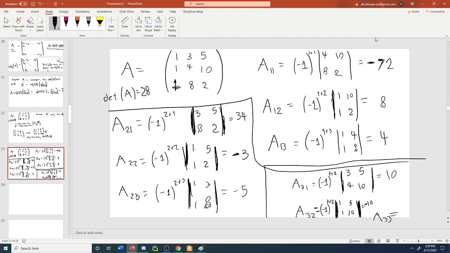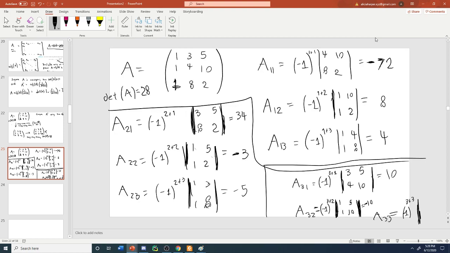And then for A33, I'm getting rid of third row, third column, so I'll have -1 to the 3 plus 3 times 1, 3, 1, 4. And if I evaluate this, I'm going to get 4 minus 3 times +1, and I get 1. Okay, so this was extremely laborious, but I've now computed all of the cofactors.